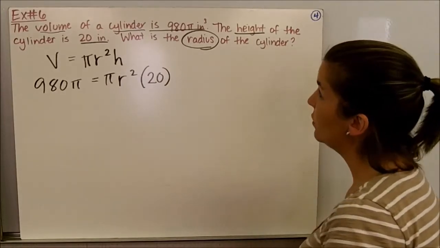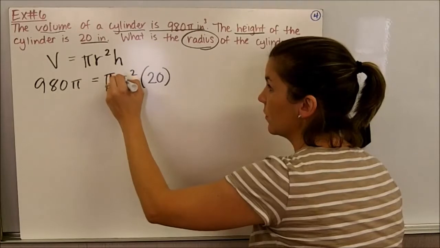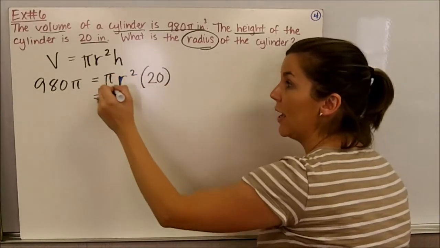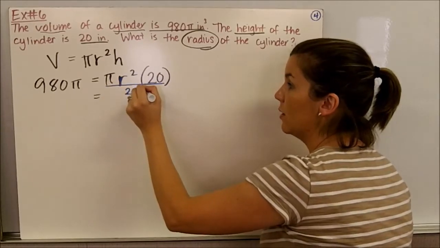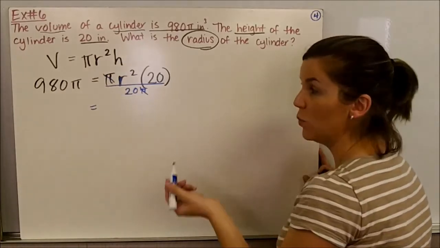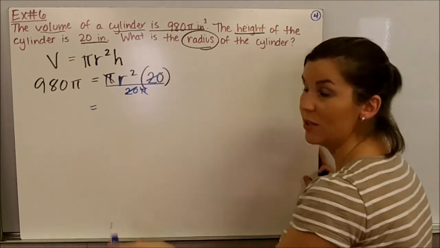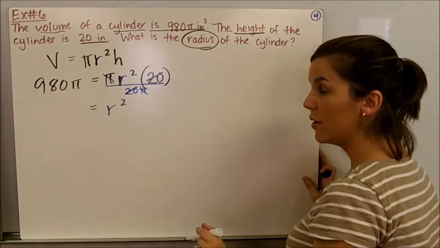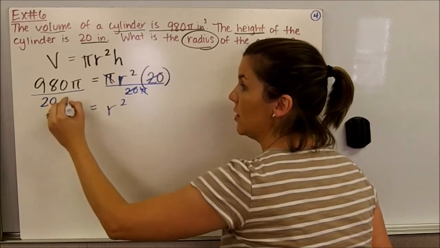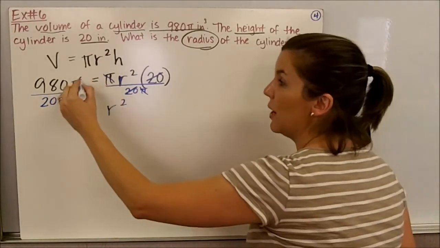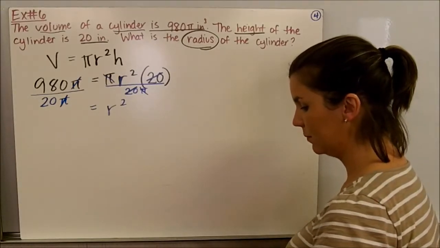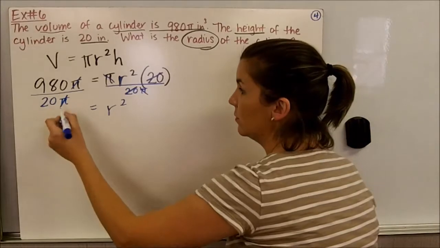Now I want to solve for R. I need to divide by 20 and pi. Divide by 20 pi. Pi over pi will cancel out, that's 1. 20 divided by 20 will cancel out, that's 1. So over here I have r squared. Because I divided by 20 pi on the right side, I have to do the same thing on the left side. Pi over pi is 1. 980 divided by 20 is 49.